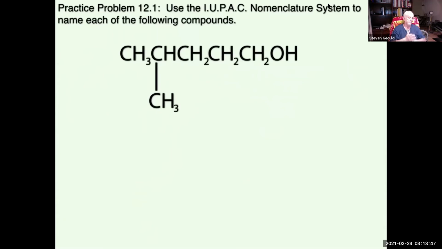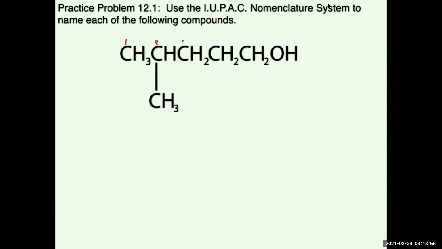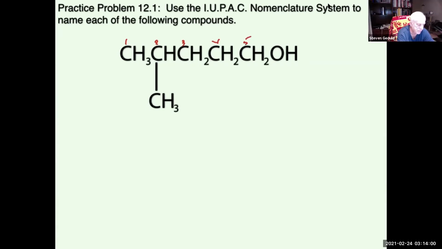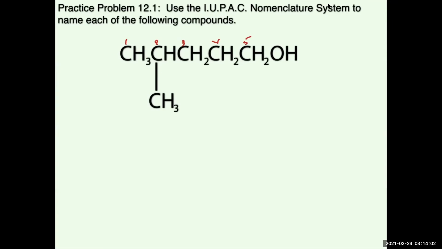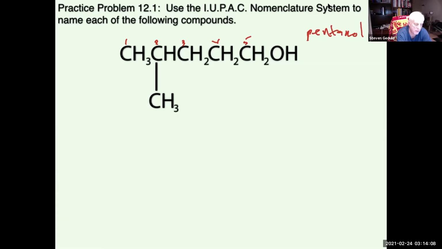Use our nomenclature to name each of the following compounds. How many carbons do we have? 1, 2, 3, 4, 5 carbons. So what is it? Pentanol. Perfect, because it's pentane, drop the E, add OL. We give the OH group the lowest possible number.